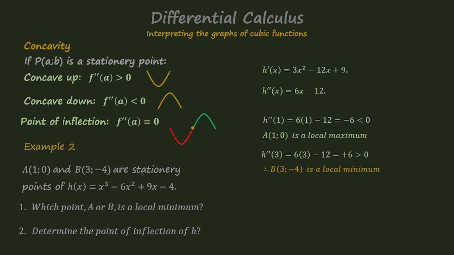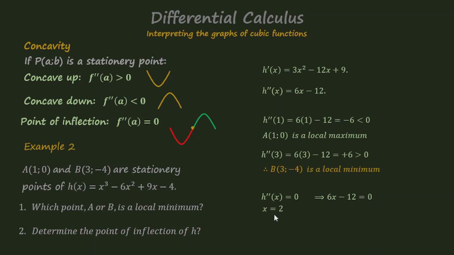Now, to find the point of inflection of some function, we know that when we substitute x into the second derivative, it must give us 0. But we can also set the second derivative equal to 0 so that we can know which value of x will give us 0 when substituted into the second derivative. In that case, we get x equals 2.